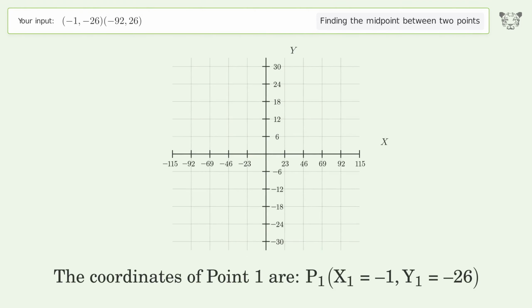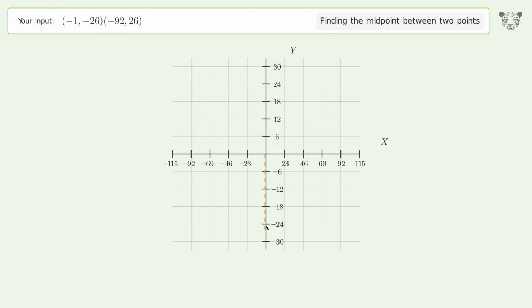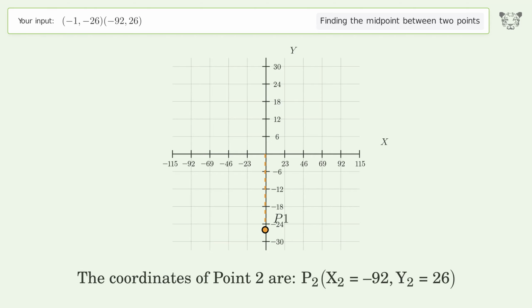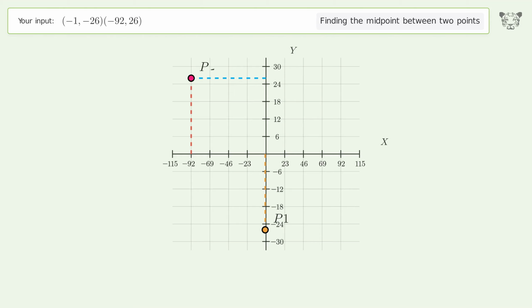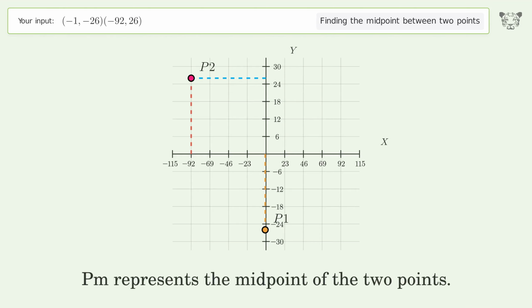The coordinates of point 1 are x1 equals negative 1, y1 equals negative 26. The coordinates of point 2 are x2 equals negative 92, y2 equals 26. PM represents the midpoint of the 2 points.